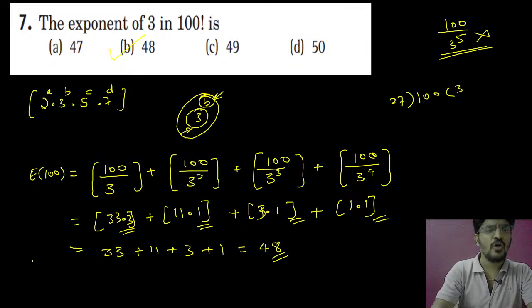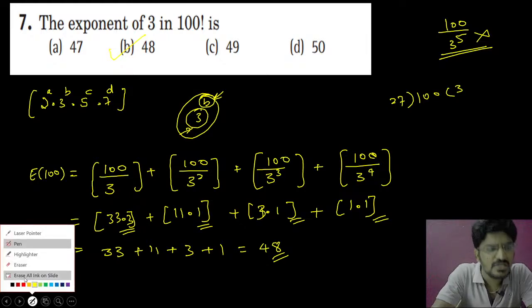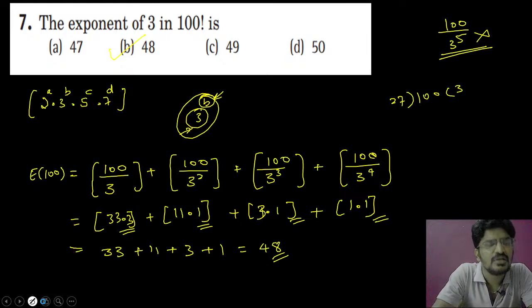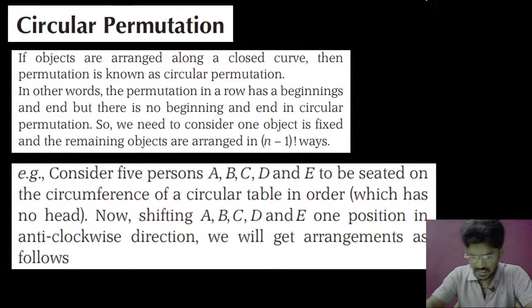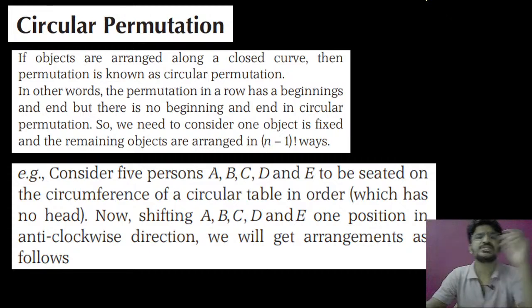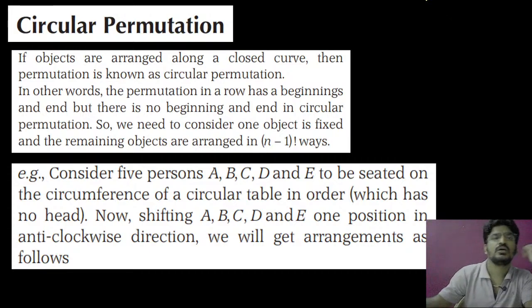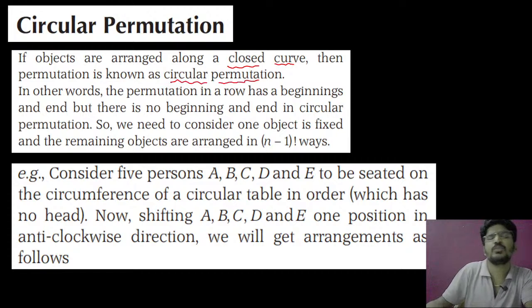Now I will go for one of the important concepts, that is circular permutation. Okay, so you just see what is circular permutation. Say if objects are arranged along a closed curve then the permutation is known as circular permutation.